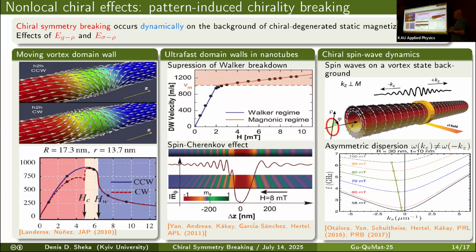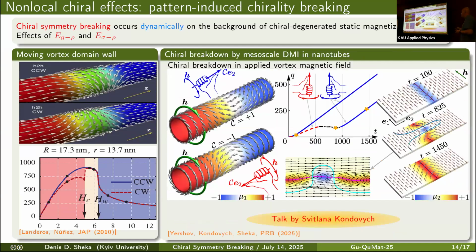If we're speaking about chirality breaking, I would like to mention one more very interesting effect. If we consider biaxial nanotubes with mesoscale DMI, so it means that it has the intrinsic geometrical interaction as a geometrical effect, the interplay of this effect, in fact local and non-local, gives a chiral symmetry breakdown. It will be discussed in the next talk by Svetlana Kundovich.